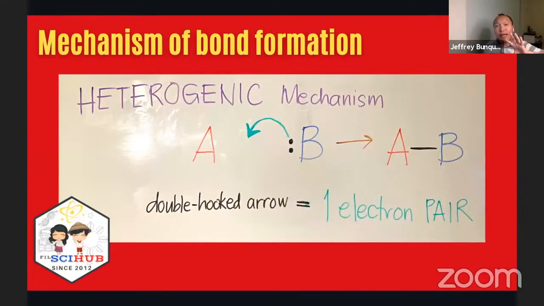So yan po yung heterogenic mechanism for bond formation. So kung mapapansin nyo, yung end result is just the same. So pero nagkaiba po yung mechanism by which electrons are actually shared to form a bond. Okay po ba? All right.